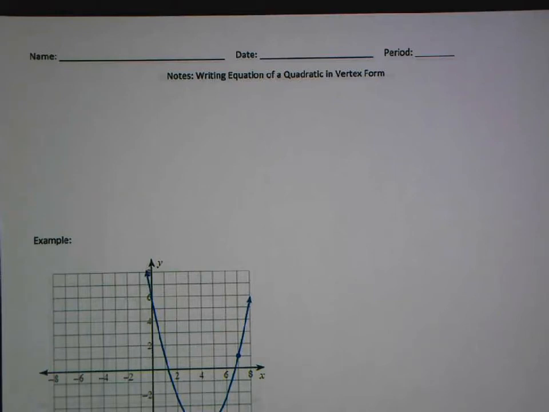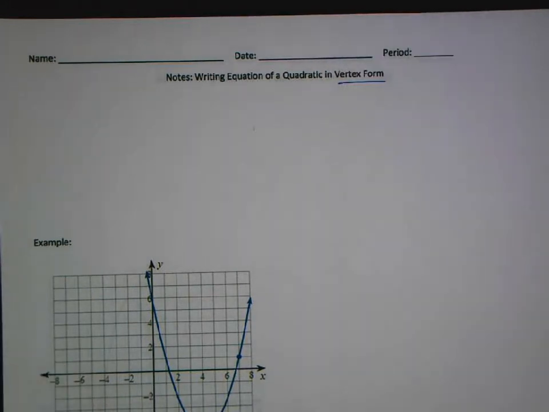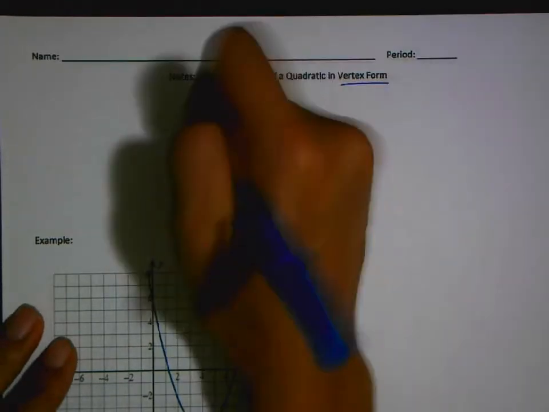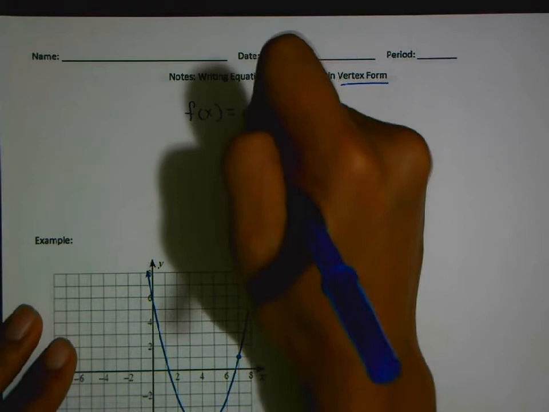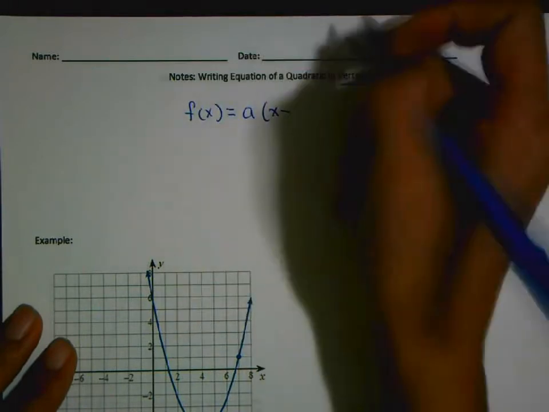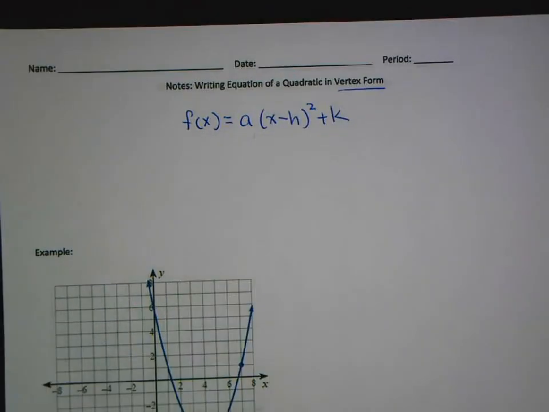Okay guys, so in this video, we are going to take a look at how to write an equation of a quadratic function in vertex form. We know that vertex form from our formula chart is this: f of x equals a times (x minus h) squared plus k. This is from our formula chart.